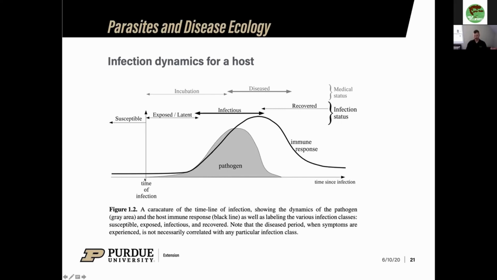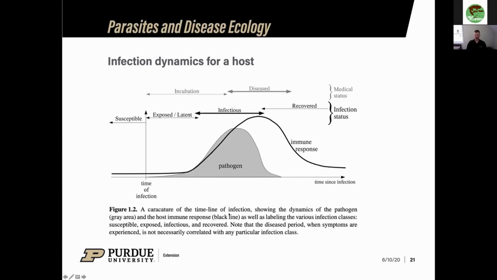You can see from the time of initial infection that the pathogen ramps up, the population size increases, and then eventually it goes down. The reason it's going down is what you see at this black line right here. This is the host immune system. As the infection ramps up, the immune system ramps up as well, and when that immune system peaks, that basically clears the pathogen from the host.